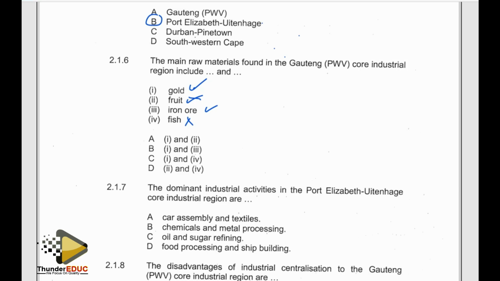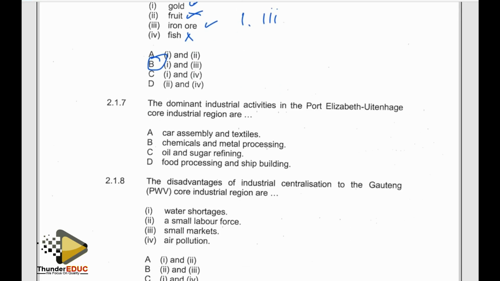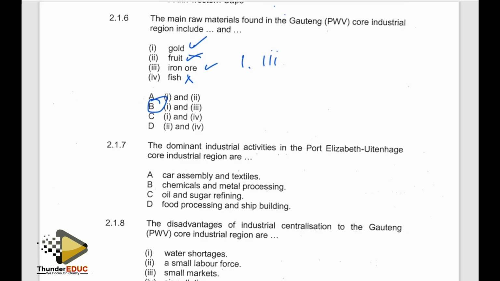Given that Gauteng is inland and has got very limited water bodies, we cannot talk of fish being one of the major raw materials that are used in the production processes happening around Gauteng. So the correct combination counts to be response number 1 matched with response number 3, which is a combination of gold and iron ore, which falls under response B. Then we move on to the next question, which is 217.